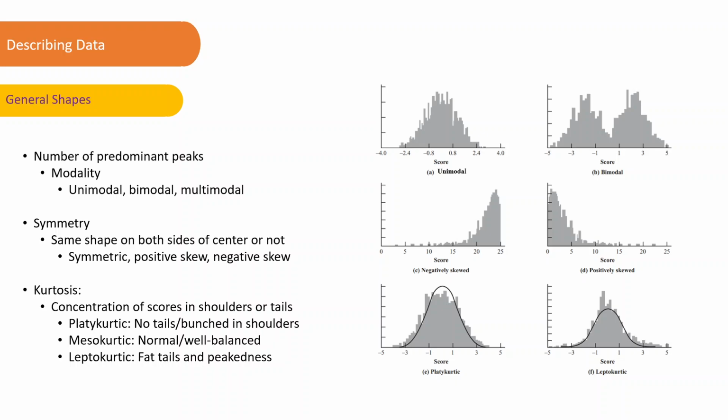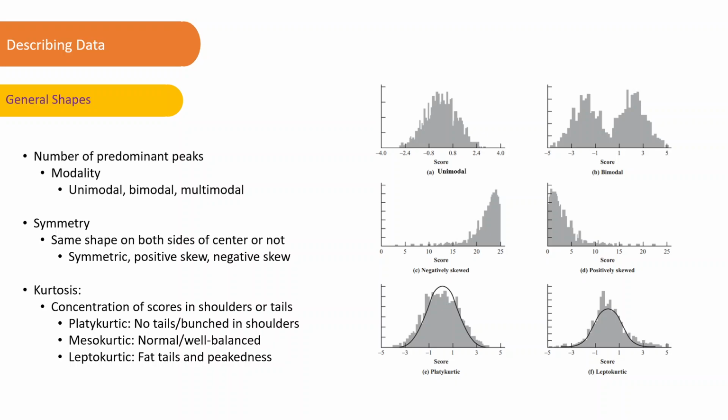Then we can also talk about something called kurtosis, which is basically the concentration of scores in the shoulders or the tails of our distribution. When I say shoulders or tails, we'll start with the tails. That's the easiest to describe. The tails are literally what you would think, the tails.